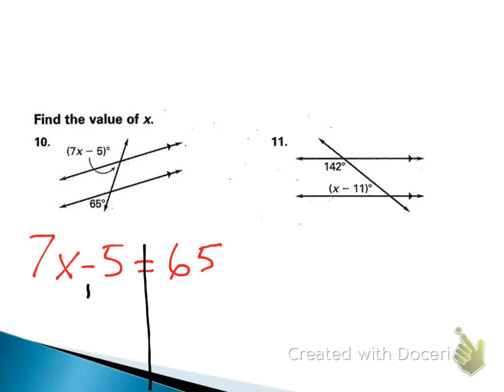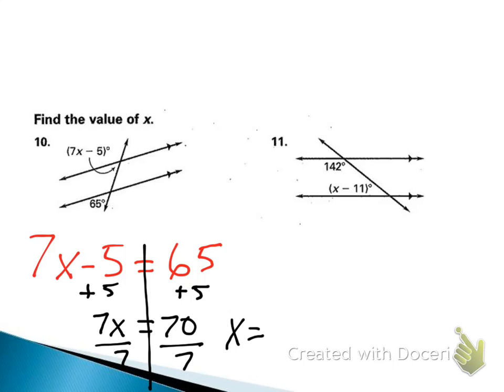So I need to add 5 first. So you get that 7x equals 70. And then what's x? 10. Wonderful.